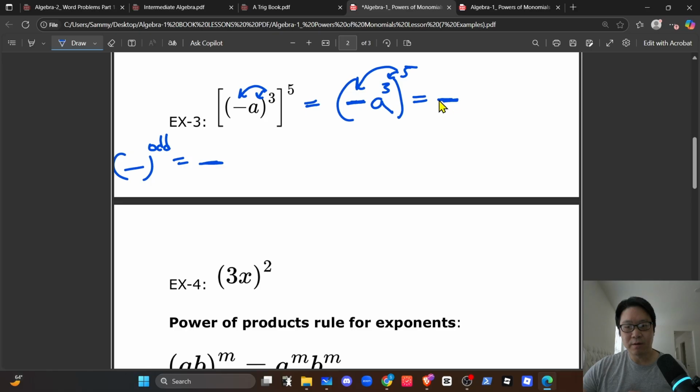Okay? So a negative raised to an odd power gives you a negative, and then you're going to keep the base and multiply the exponents. So 3 times 5 is 15. So your answer is going to be negative a raised to the power of 15. Okay.